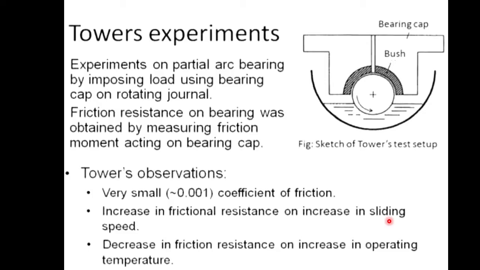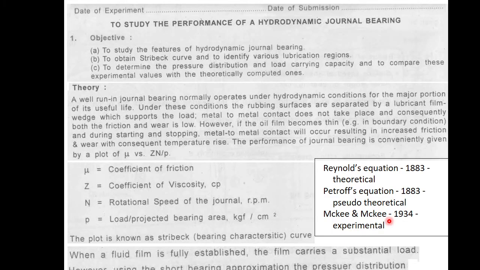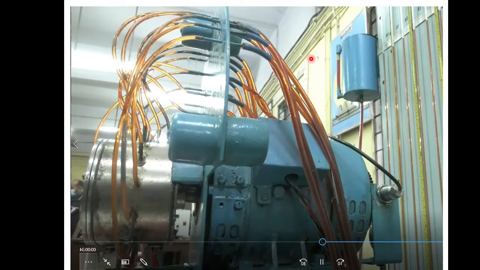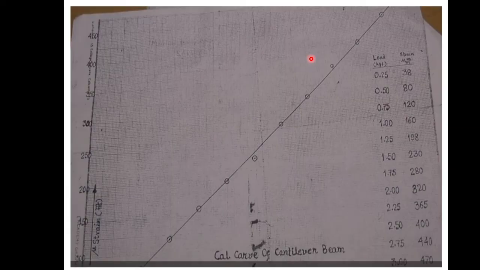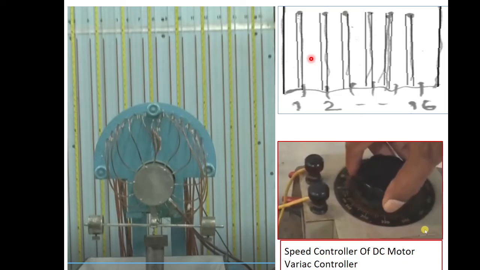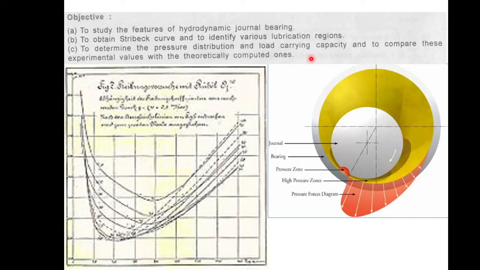Now let us come to our experiment. This is the experiment, study the performance of a hydrodynamic journal bearing. The objective is to study the features, then to obtain the Stribeck curve and to identify various lubrication regimes. So you understand what a Stribeck curve is. That is what we have shown in our last slide.